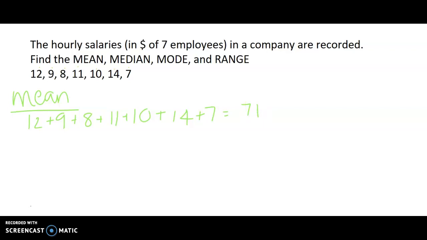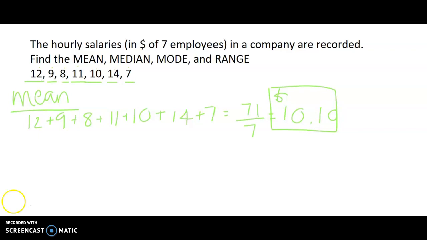Let's count our numbers, guys. 1, 2, 3, 4, 5, 6, 7. So we're going to divide by 7, and that'll get us 10.1. Yes, 10.1. Since this is in dollar amount, you could put a dollar sign in front of that and say that the average salary is $10.10, just to put that into perspective.